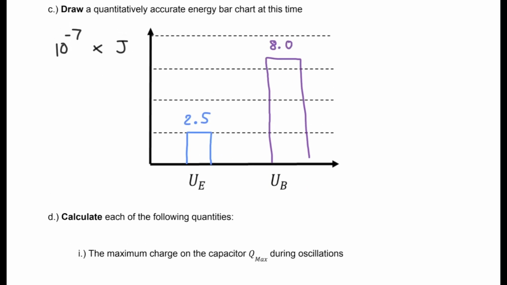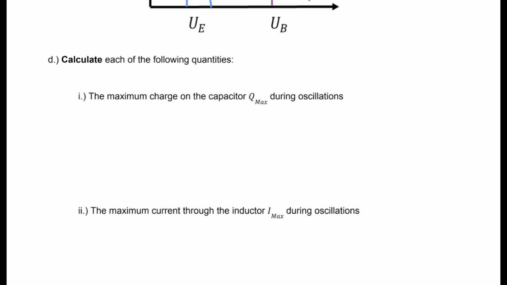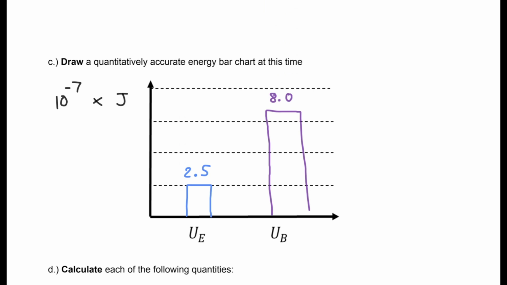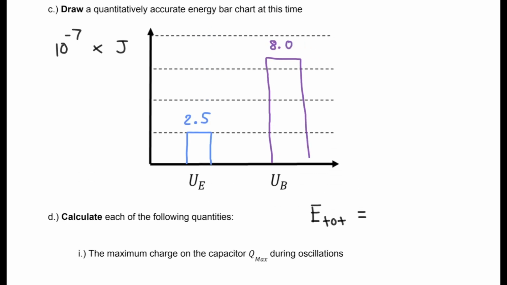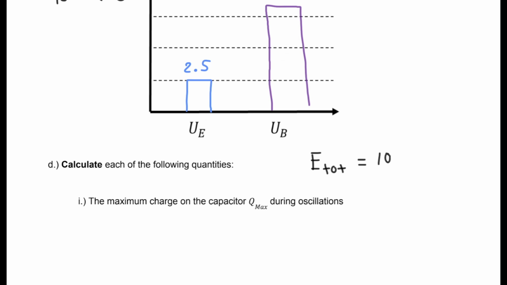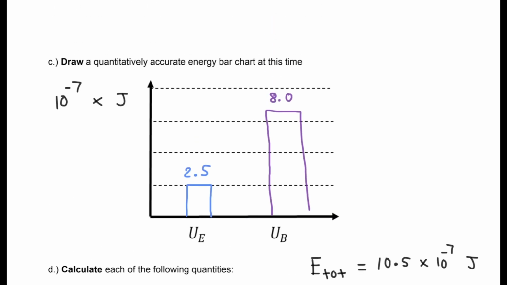Now we'll calculate each of the following quantities. First, we want to find the maximum charge on the capacitor. Then we want to find the maximum current through the inductor, and then the period of oscillations. First, we'll use the fact that the total energy E must remain constant. That's just these two things added together. So 8 and 2.5 make 10.5 times 10 to the minus 7 joules. This is the total energy we're allowed to budget between our two bars.